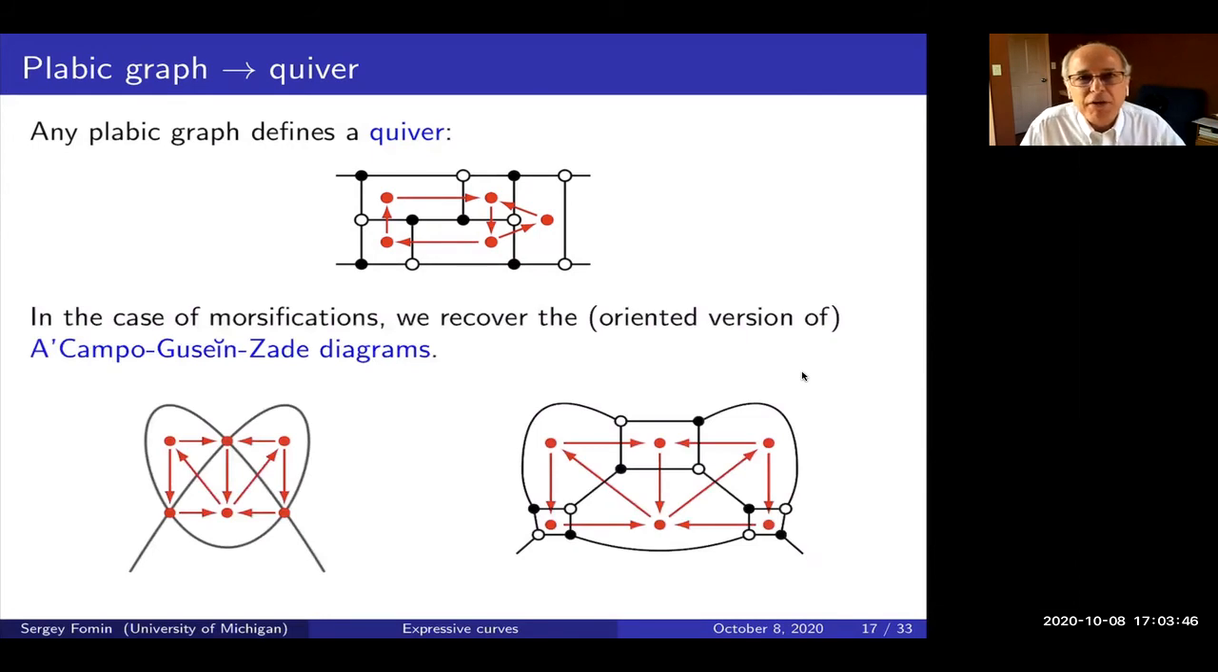Well, it turns out that if you apply this recipe to the Plabic graphs coming from morsifications, then what we recover is the oriented version of what's called an A'Campo-Gusein-Zade diagram. Of course, every quiver defines a skew-symmetric matrix whose entry tells you how many arrows connect i and j, and the sign of that entry tells you whether the arrow goes from i to j or from j to i. Therefore, it will be skew-symmetric. This will be the matrix of an intersection form for certain distinguished bases in the space of vanishing cycles. It is the classical construction, which I'm not going to recall here, but I'm just telling you that everything fits neatly together with the classical setup of the theory of morsifications.